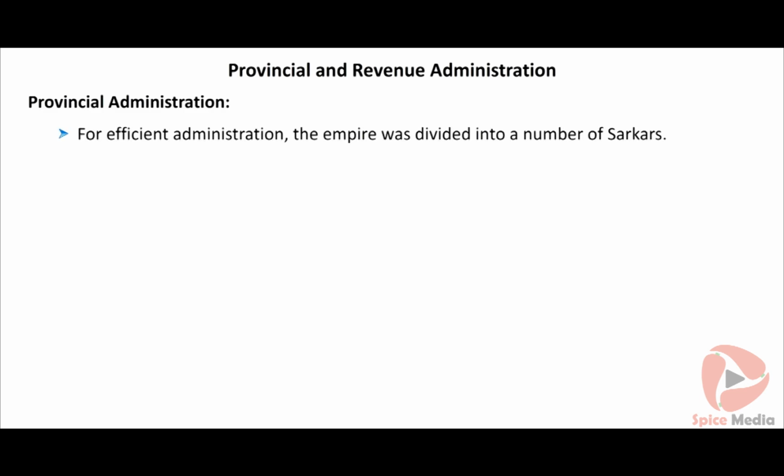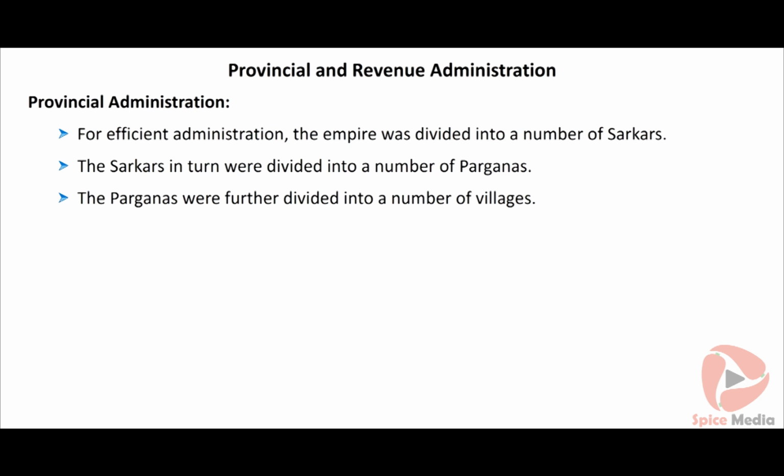Provincial Administration. For efficient administration, the empire was divided into a number of sarkars. The sarkars in turn were divided into a number of parganas. The parganas were further divided into a number of villages. The lowest unit of provincial administration was the village.